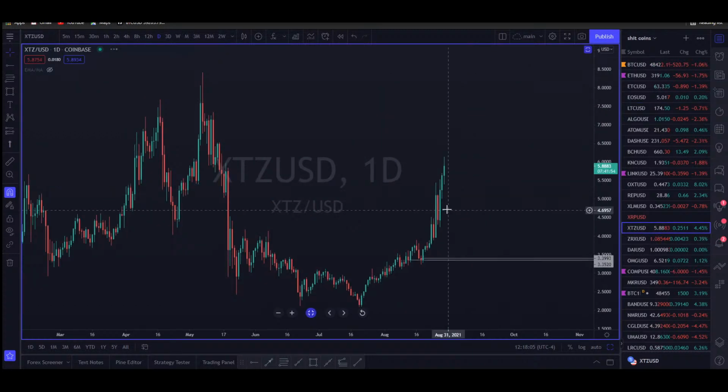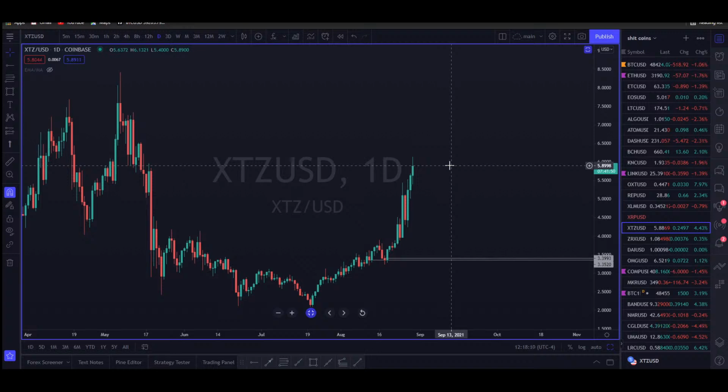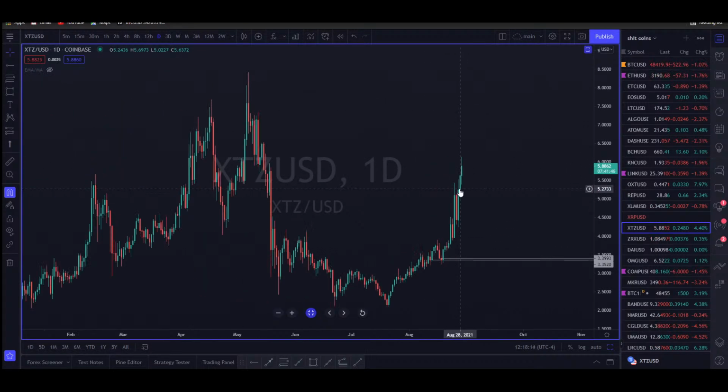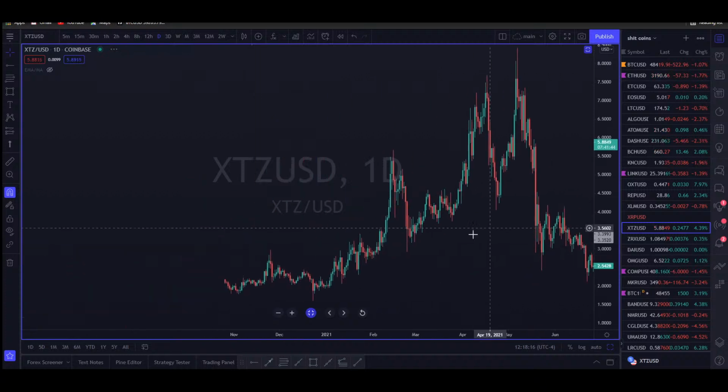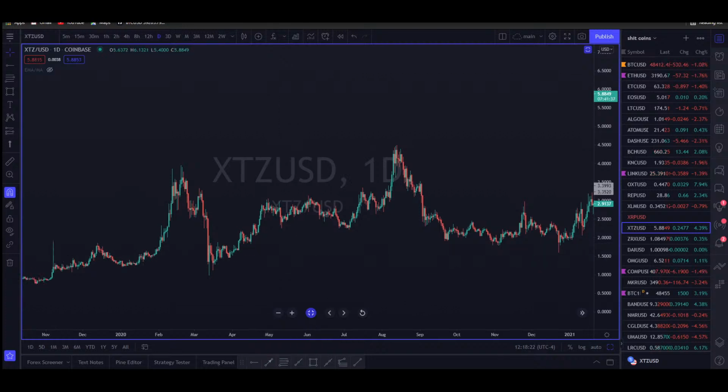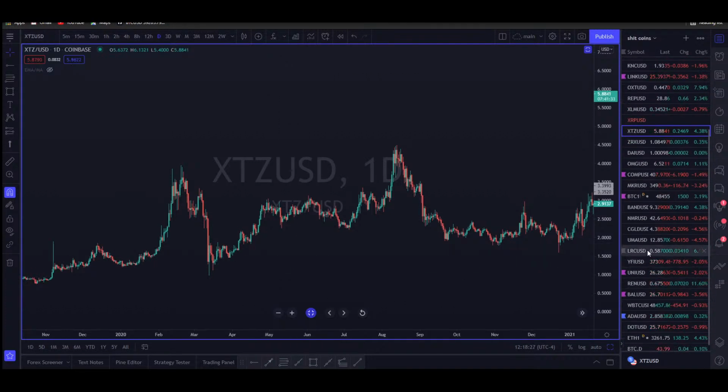And someone said XTZ's flying today, so there it is. Tezos absolutely rocking and rolling. It's still below its all-time high, though. Dude, I can remember trading this thing when it was cheap. And what's the other one that I used to trade? It was like 20 cents.